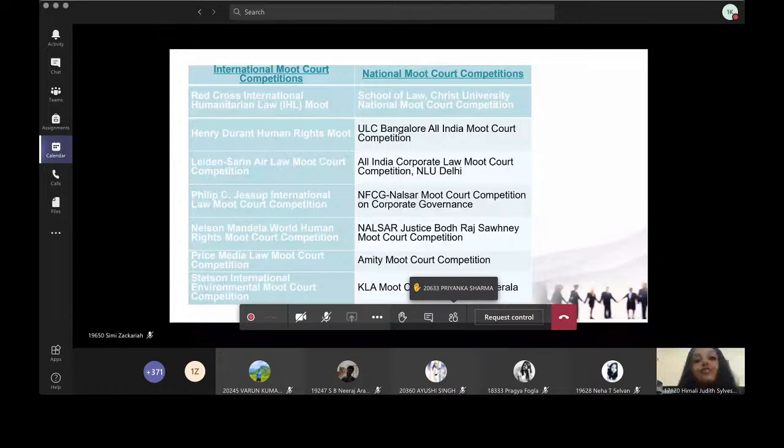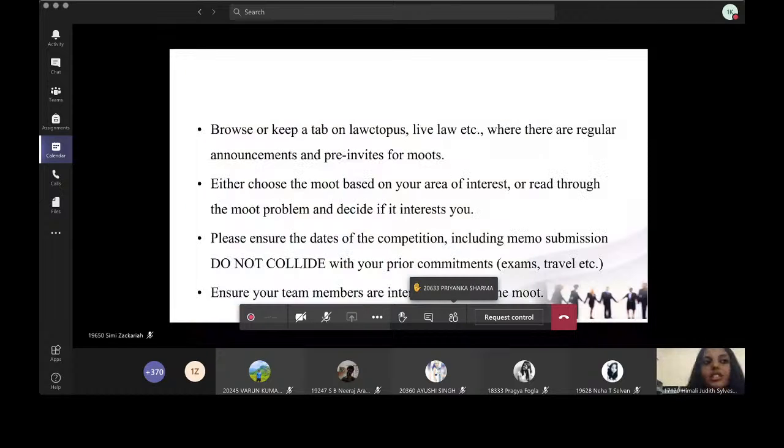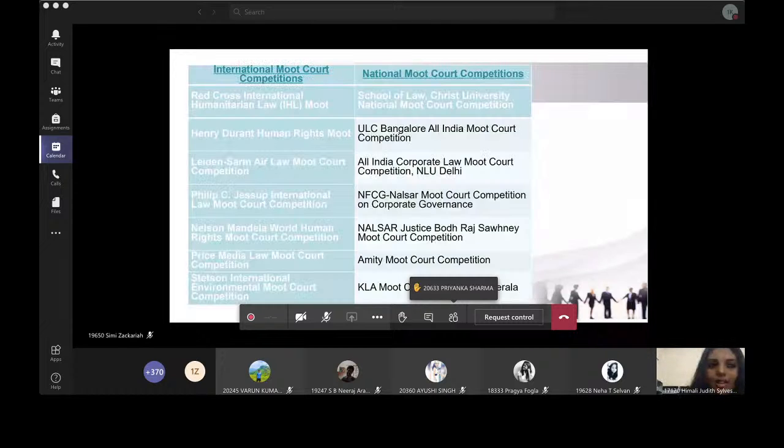Then within Bangalore, again, NLSIU, of course, is the best, but there are two other important colleges that also organize good moots. One is School of Law, Christ University, and the other is ULC Bangalore, which also organizes an All India moot court competition. There are also very well-known moot court competitions in the international domain, and the first one is the arbitration moot that's organized by Hong Kong. Then there's the Oxford International one that organizes one on intellectual property.